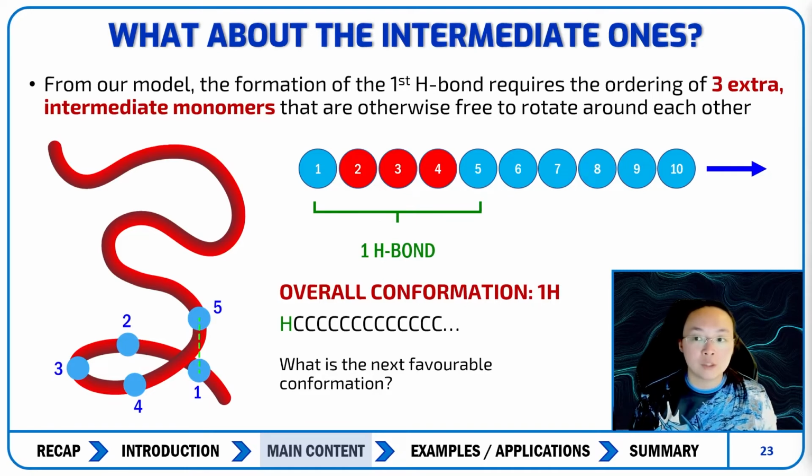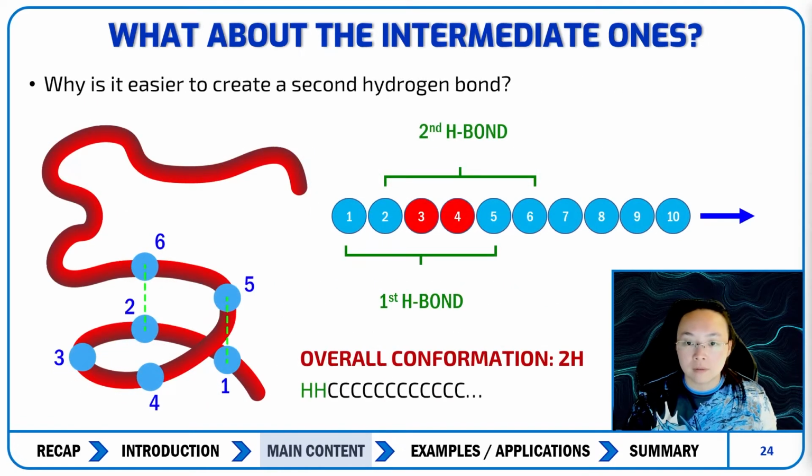And once we do that, we take a look here. Here, our second hydrogen bond is formed between monomers 2 and 6. All of these blue ones are the monomers, and we now have to take a look at 3 and 4. 3 and 4 are supposed to have freedom to rotate, but now they're even more rigid than before. They're even more energetically unfavorable. So you are going to want to form a 3rd and a 4th hydrogen bond.